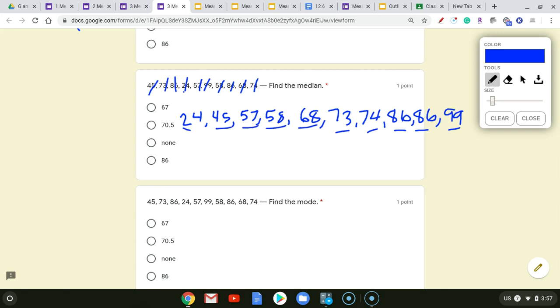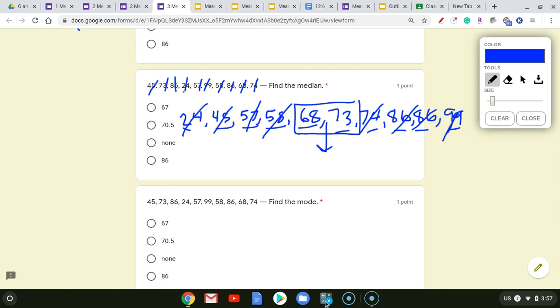Perfect. Now the median is going to be the middle one. So what do I do? I cross off the ends, cross off a couple more, slowly get to the middle where I end up having 2 in the middle. How do I find the median if there's 2 that end up being in the middle? Well, I find the middle of that middle. And what is exactly in the middle of 68 and 73?